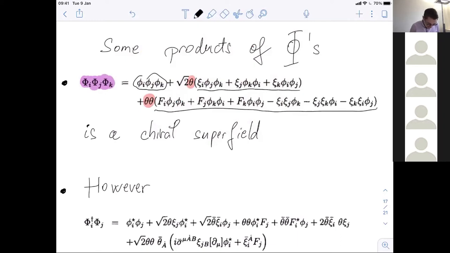So in particular, the F term, the last one, now contains, for example, Yukawa interactions. Remember, xi is a fermion, and this xi is another fermion, and this is a scalar. So we have fermion, fermion, scalar. This is a Yukawa interaction, for instance. So you can take the F term, meaning the coefficient of theta square of this triple product of chiral superfields, to be your term in the Lagrangian. It's SUSY invariant.